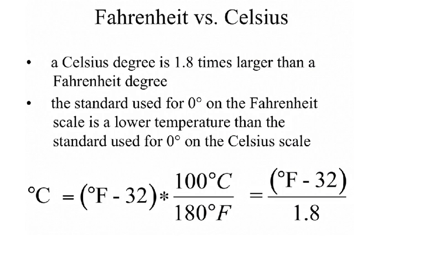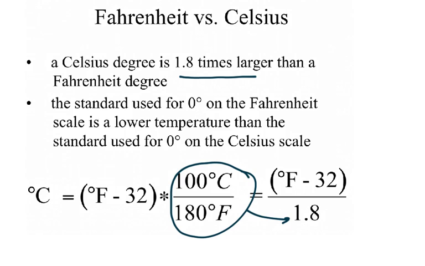So when you compare Fahrenheit and Celsius, the Celsius degree is 1.8 times larger than the Fahrenheit degree, and we use that difference to come up with a formula that allows us to convert from one scale to the other. And if you divide this right here, that's where you get the 1.8.